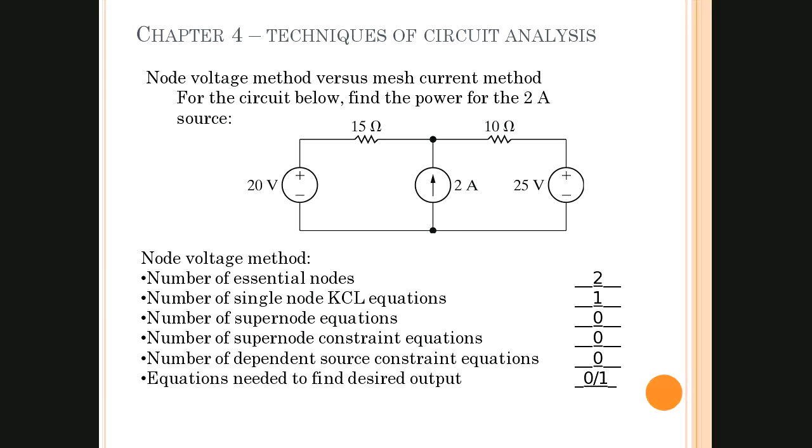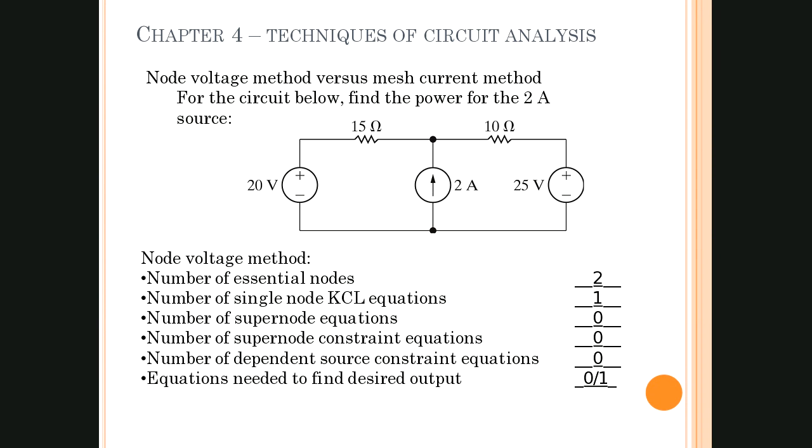And then again, we're going to go over two or three slides just so we can compare node voltage to mesh current analysis on very similar circuits. So here we have a circuit with three independent sources. Two of them are voltage sources and one of them is a current source, and then two resistors in between. And here we're doing a node voltage method, and we're asked to find the power of the 2 amp source.